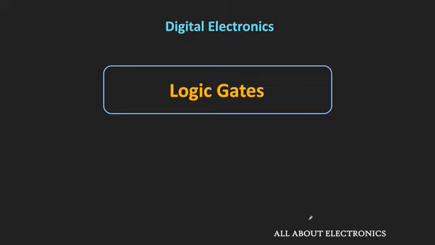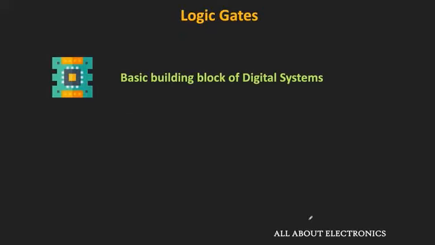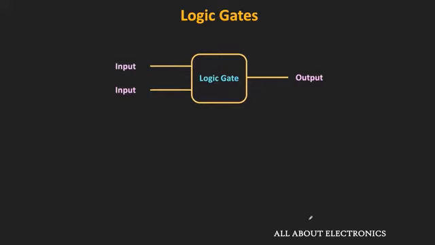So in this video, we will learn about the logic gates. The logic gates are a very basic building block of digital systems. These logic gates are electronic circuits which consist of one or more inputs and one output. Now the inputs and outputs of these logic gates can have only two values, that is logic 1 or the high value, or the logic 0 or the low value.